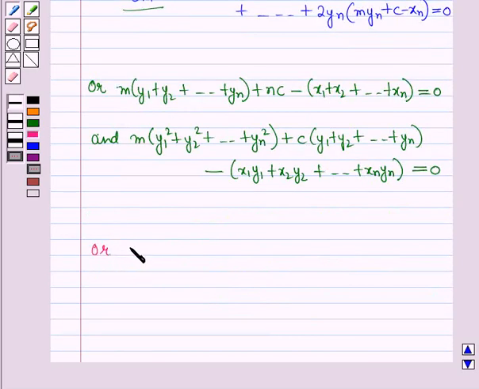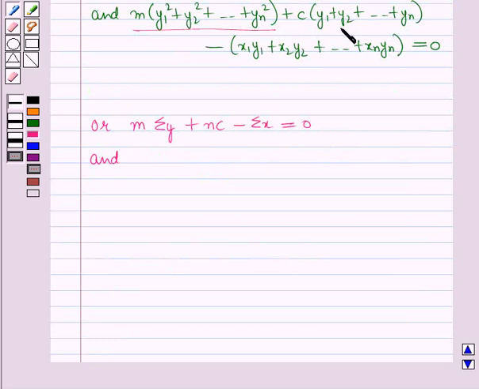Or we can write m into, now y1 + y2 + and so on up to yn will be equal to summation y, plus nc minus x1 + x2 + and so on up to xn will be equal to summation x, is equal to 0. And from this equation we have m summation y² + c summation y − summation of xy is equal to 0.